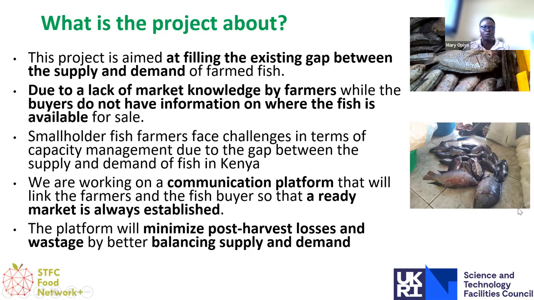This is important because if this happens, then the capacity to sell will increase, and it will also ensure that post-harvest losses are reduced, because most of the farmers lose a lot of fish from the time it is harvested to the time it is taken to the market, because of that lack of communication between the traders or the consumers and the farmers.